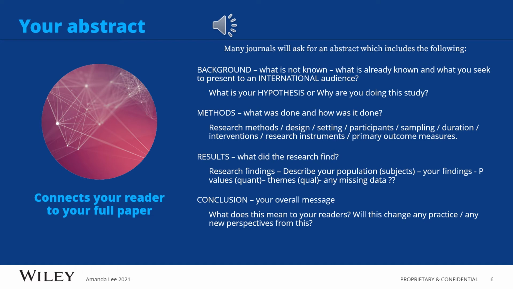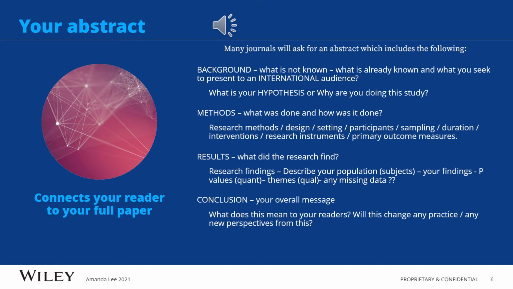If you're looking at the background, what you should be offering your reader is what's already known, and what you seek to present. And remember, you're presenting to an international audience. All journals are aiming towards an international readership. So make sure that your background is subject specific and relevant internationally, not just little local areas. The background should also identify to the reader what your hypothesis was, why you are doing the study, and what the major focus of this paper is.